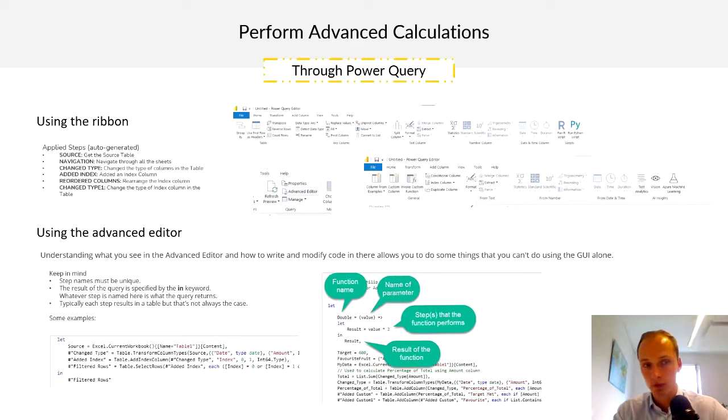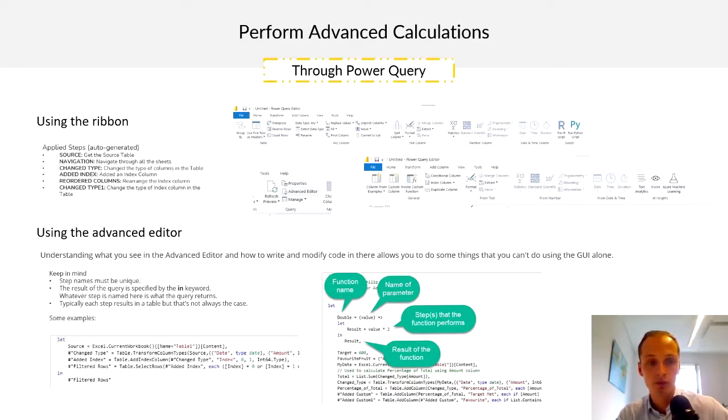Through Power Query, we can use the ribbon and just create our applied steps that way. What we typically use a lot is a custom column function, where we want to perform all kinds of calculations that we wouldn't do using a calculated column. Using the advanced editor is of course another way of building your queries, stating your parameters and so on.